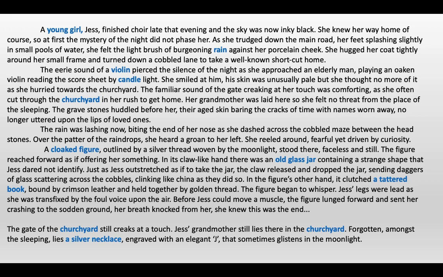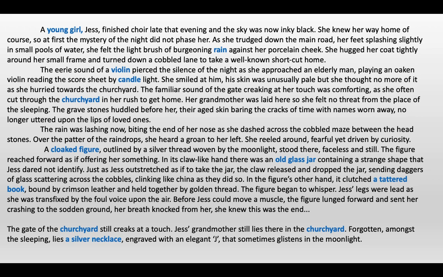The eerie sound of a violin pierced the silence of the night as she approached an elderly man playing an oaken violin, reading the score sheet by candlelight. She smiled at him. His skin was unusually pale, but she thought no more of it as she hurried towards the churchyard. The familiar sound of the grate creaking at her touch was comforting, as she often cut through the churchyard in her rush to get home. Her grandmother was laid here, so she felt no threat from the place of the sleeping.